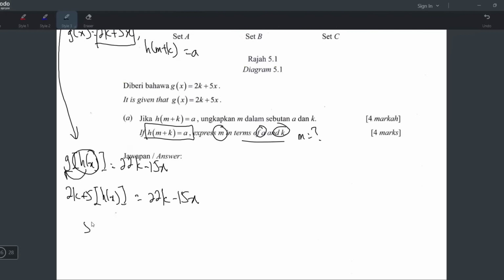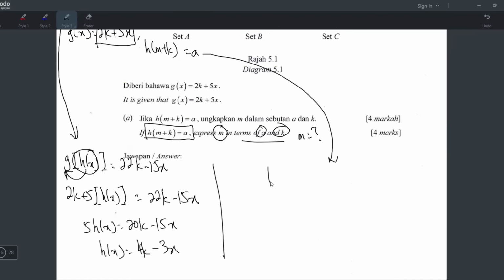Move 2k first. So 5h(x) equals 22k minus 2k is 20k minus 15x. Move the 5 to become divide. So 20 divided by 5, 4k. 15 divided by 5, negative 3x. Okay, done. Now we will do this. So it becomes h(m plus k) equals a. So the a we don't need to do anything. And then for h(m plus k), it means you take m plus k and substitute into the x of h(x). Okay, h(x) is 4k minus 3x, and then for the x, you substitute with m plus k.